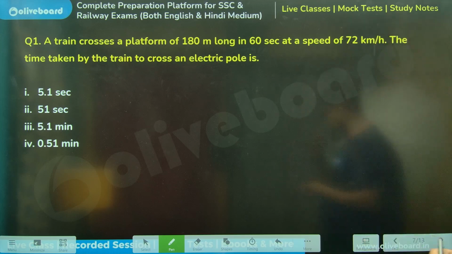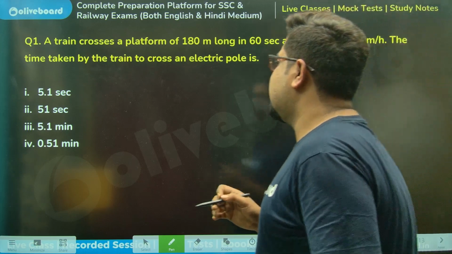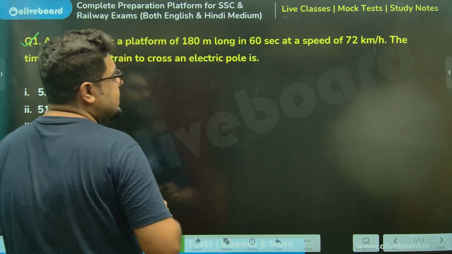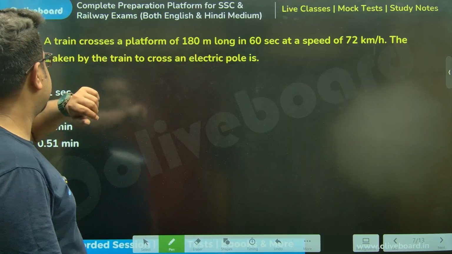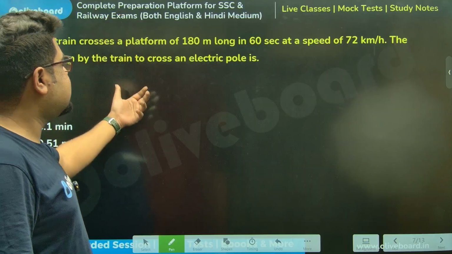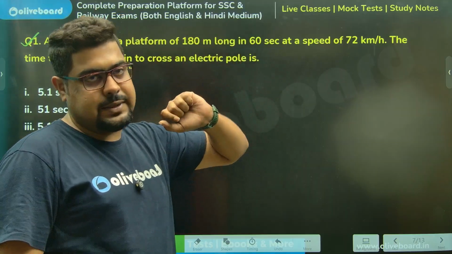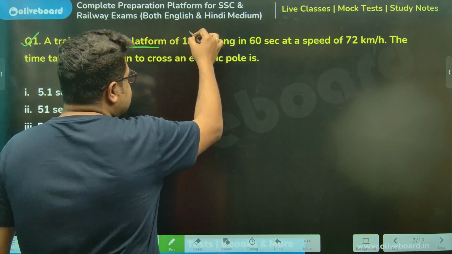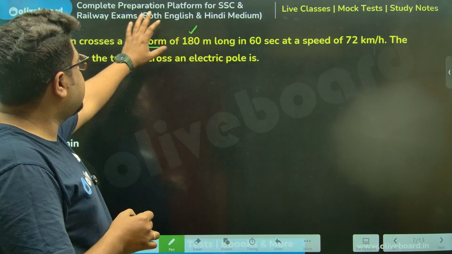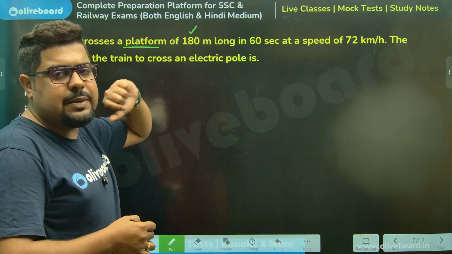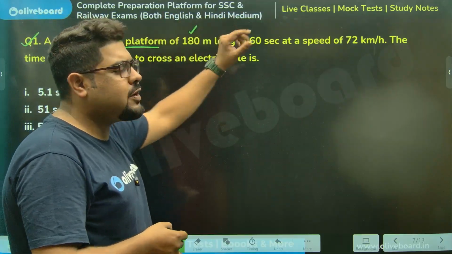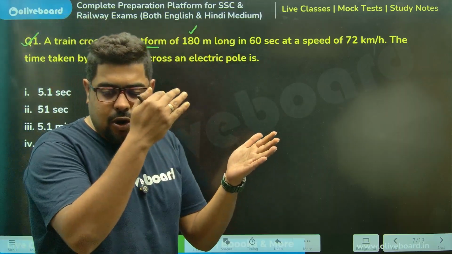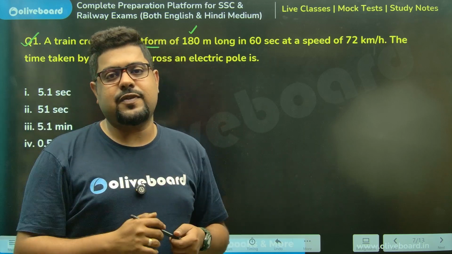First question, sir. A train crosses a platform 180 meter long in 60 seconds at this particular speed. The time taken by this to cross an electric pole. Please understand, when the train is crossing the platform, it is not crossing only the length of the platform. Crossing a platform means crossing its own length plus the length of the platform.